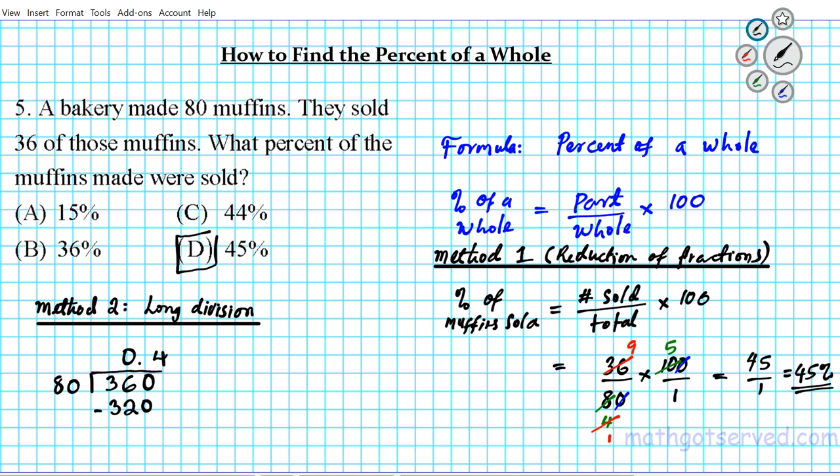And then you subtract. And what do you have left? 6 minus 2 is 4, 40. So how many times does 8 go into 40? 8 goes into 40 5 times.